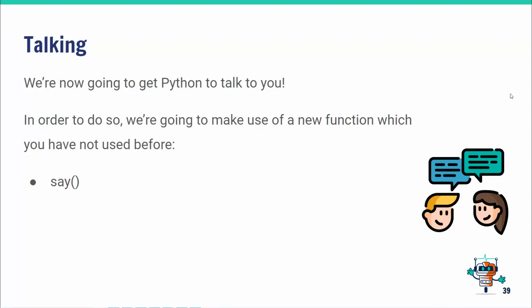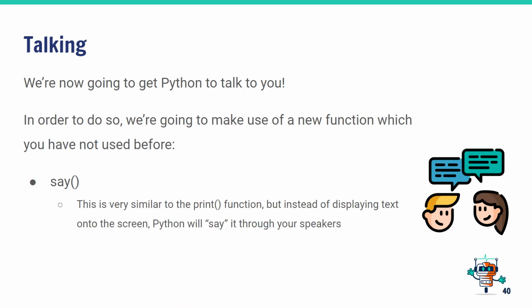So now we're going to get Python to talk to you. In order to do so, we're going to make use of a new function which you have not used before. This new function is called say. So say is very similar to the print function, but instead of displaying text onto the screen, Python will say whatever argument you give to it through your device's speakers.